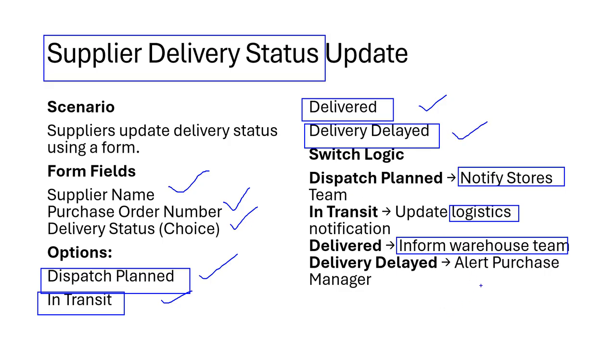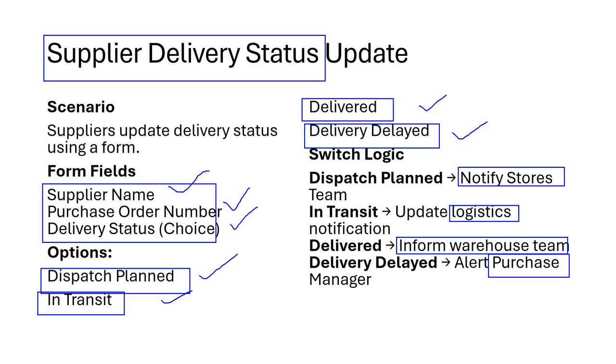So you have to create a form. On this form, these are all the fields you should have. The form should have 3 fields: supplier name, purchase order number, and delivery status. These are the 3 fields you have to create. And for the delivery status, 4 options should be given: dispatch planned, in transit, delivered, or delivery delayed.